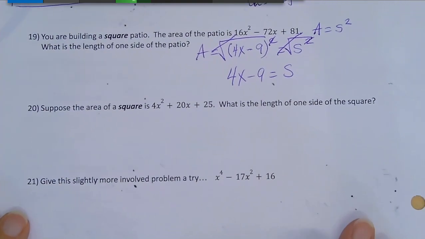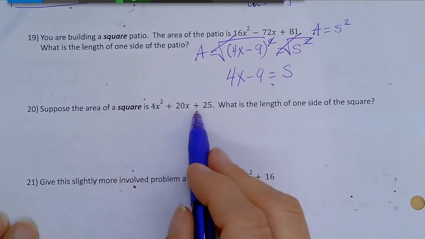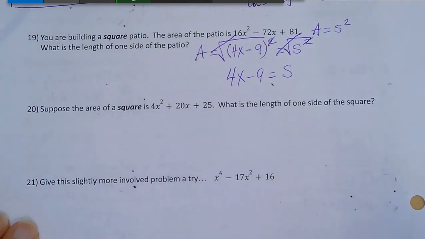All right, suppose the area of a square, again, is all of this. What is one side length? We're going to do that same thing, so try it yourself. Pause and try it yourself.